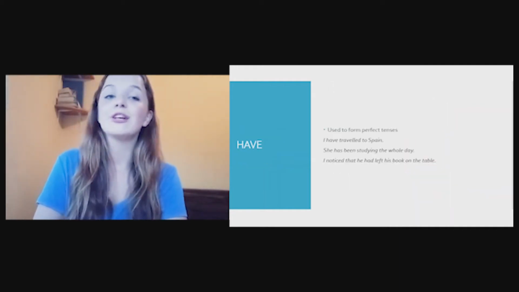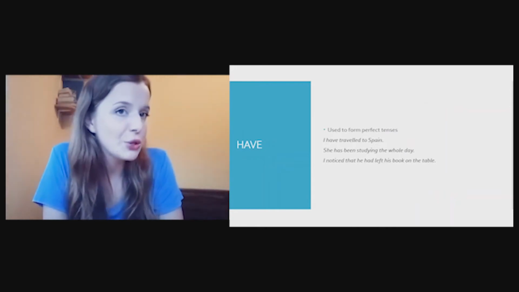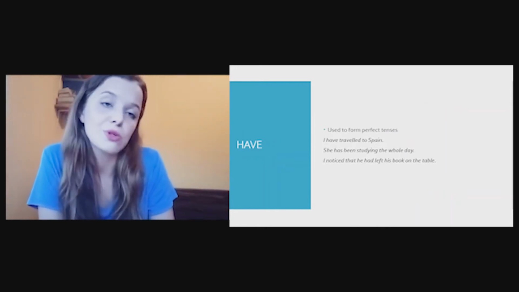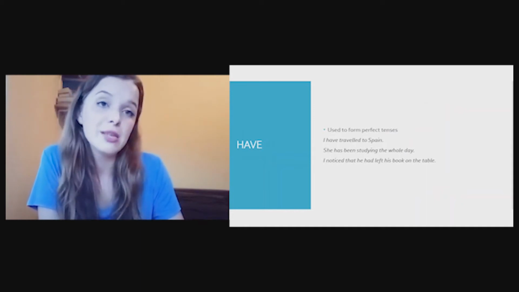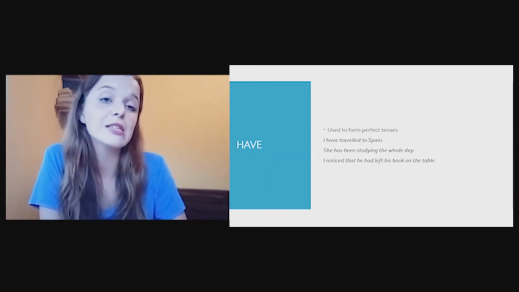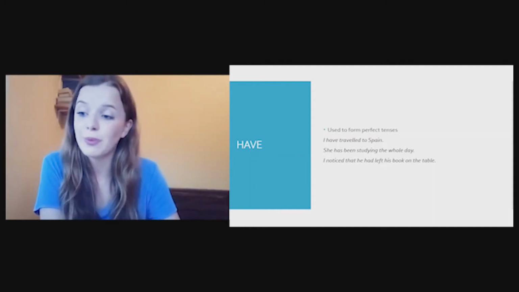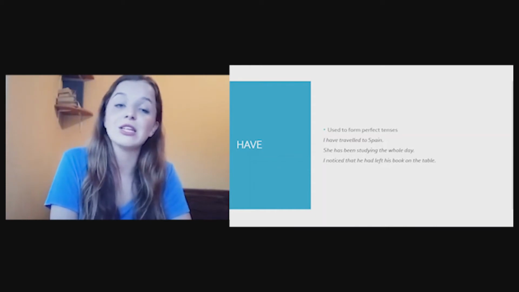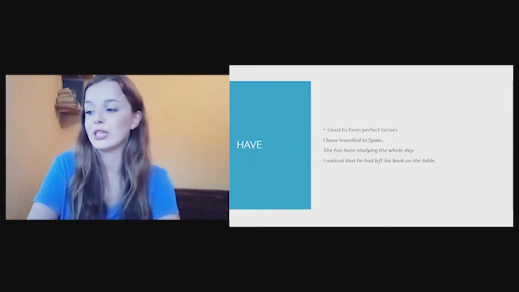Then we have have. It's used to form perfect tenses. On the contrary to be, that was used to form progressive tenses, then we had do for simple tenses, and now have is used to form perfect tenses, like I have traveled to Spain, she has been studying the whole day, I noticed that he had left his book on the table.